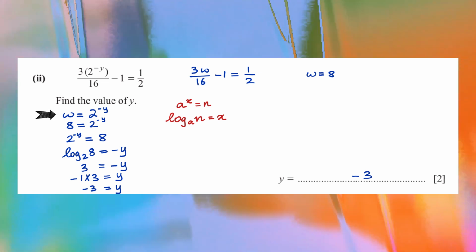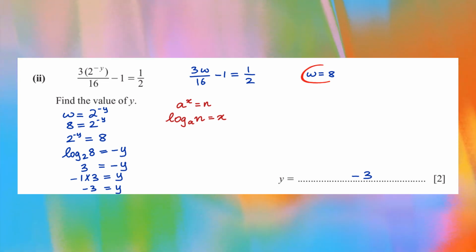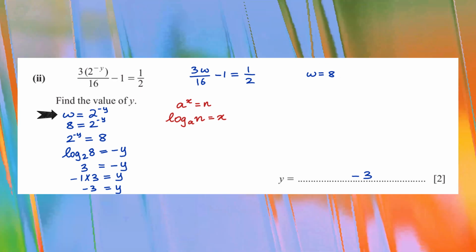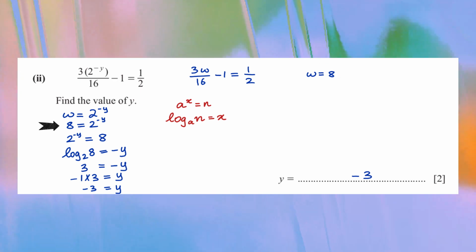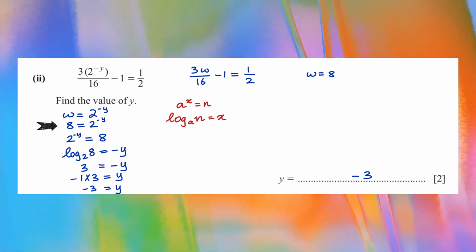So, w equals 2 to the power minus y. We know from part 1 of part B that w equals 8. So substituting 8 for w in this equation gives us 8 equals 2 to the power minus y.